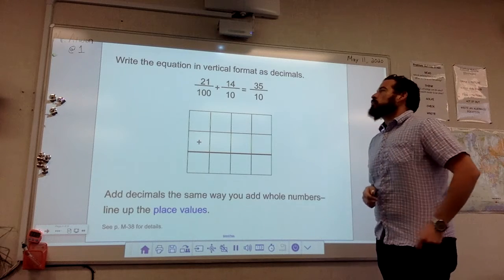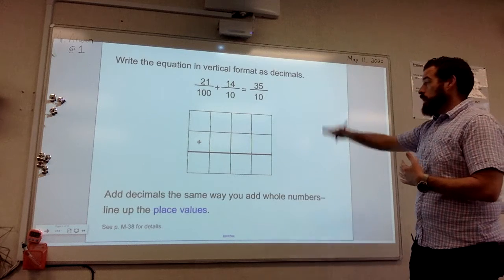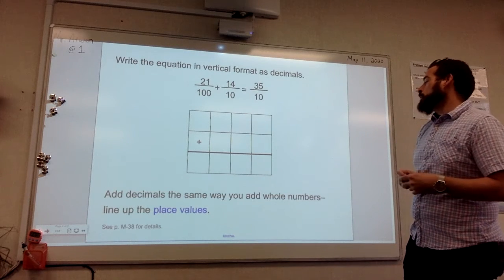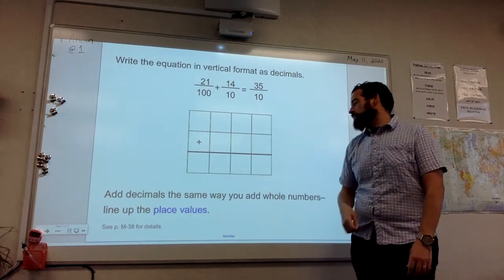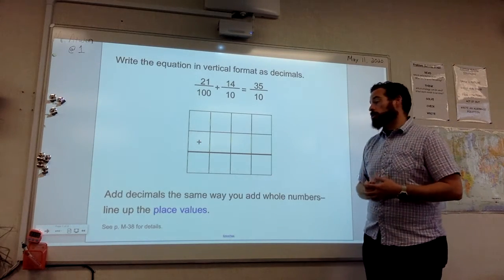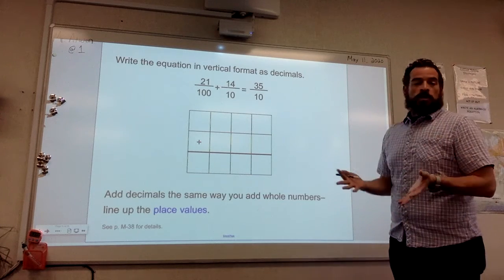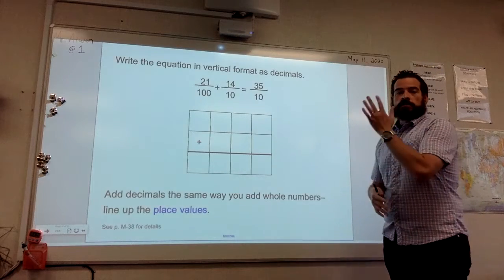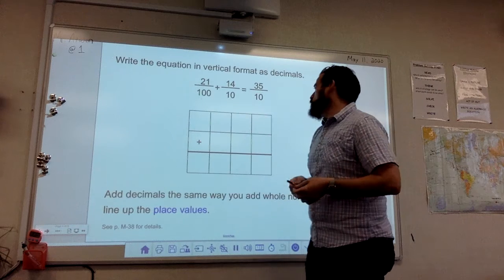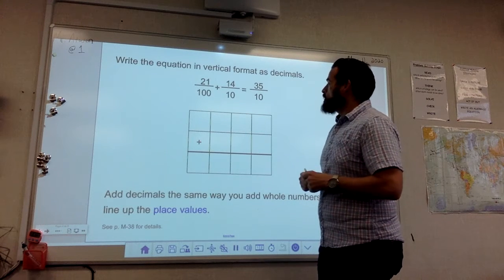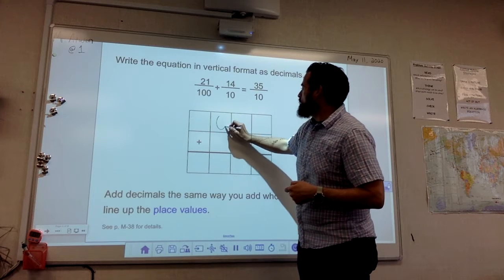All right, so now we have write the equation in vertical format as decimal. So vertical means going up and down, just like we did that last problem. And then, again, you notice down here it says add decimals the same way you add whole numbers. Line up the place values. That is important, but beyond lining up the place values, adding decimals is the same as adding whole numbers. So I've got 21 hundredths. So if I have that, I'll put a 0 here.